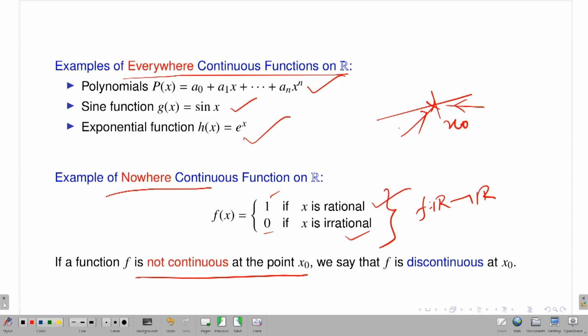If I go along the rational sequence, it will give the value 1. If I go along the irrational sequence, it will give the value 0. So I have two different sequences, both converging to x naught, but the corresponding image sequences f(x_n) and f(y_n) converge to two different limits. Therefore, my function is not continuous at x naught. So this is a very bad function. This is an example of a nowhere continuous function.